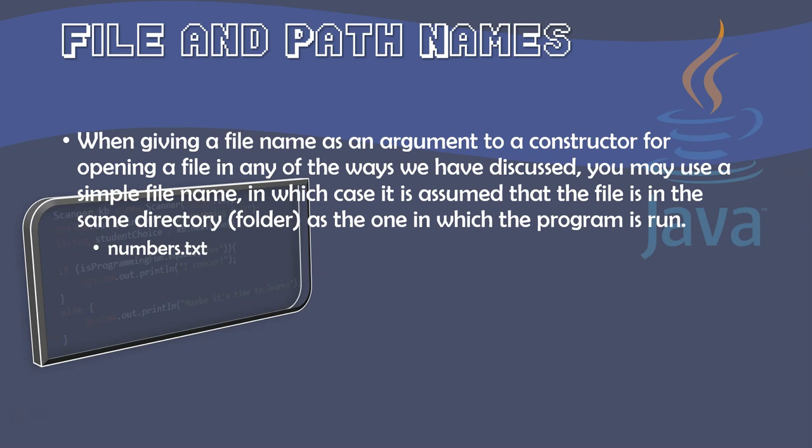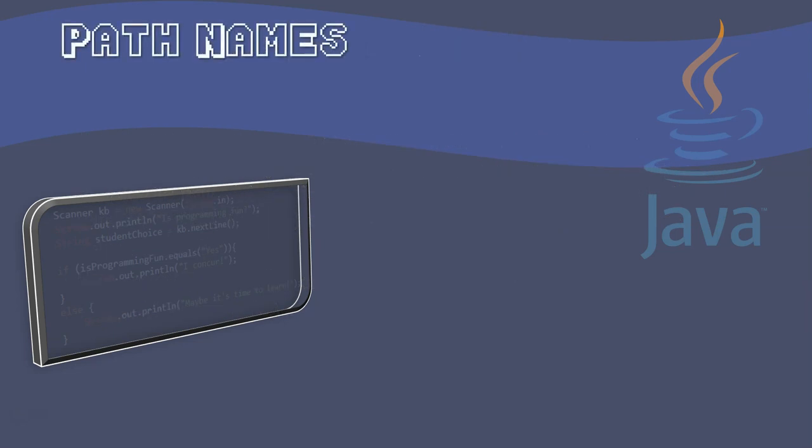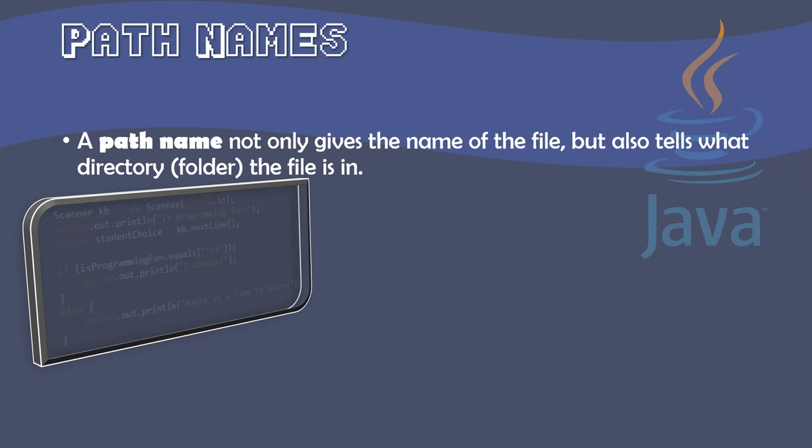Whether it's numbers, text, sample, whatever the name of this file is, it's always going to be inside of that same folder that we're working with in Eclipse, such as numbers.txt. You can also use what's known as a full or relative path name, like C:// program files, etc. But there is something we need to talk about when we're looking at those path names, and there's a couple of definitions we should look at first.